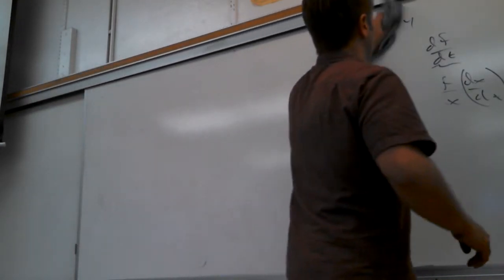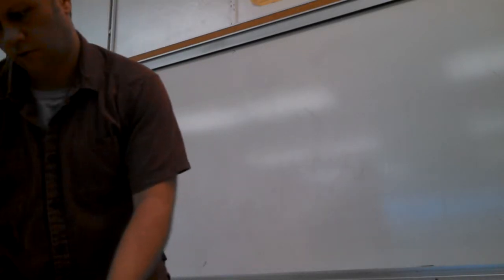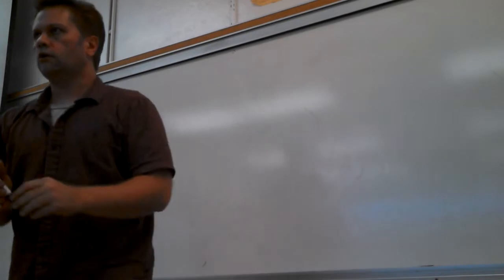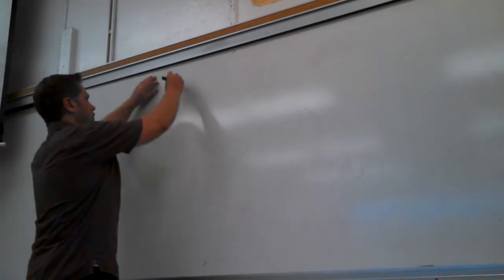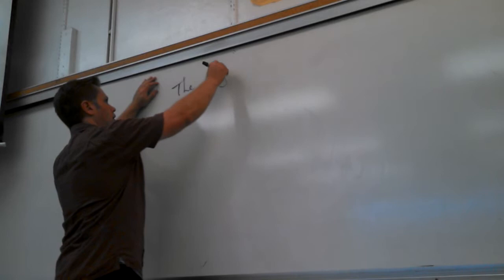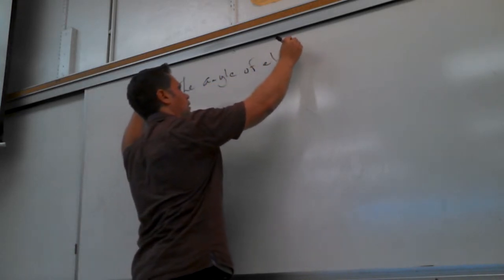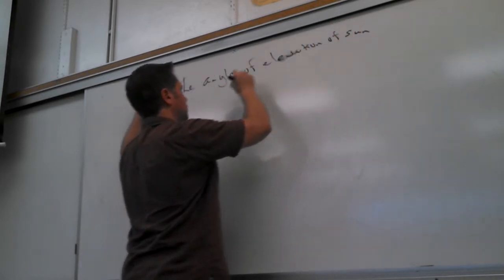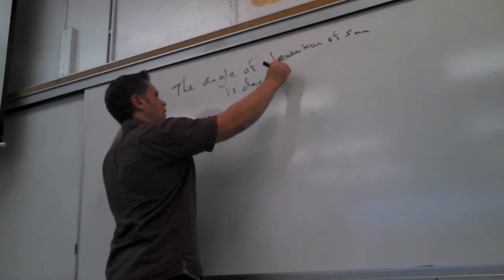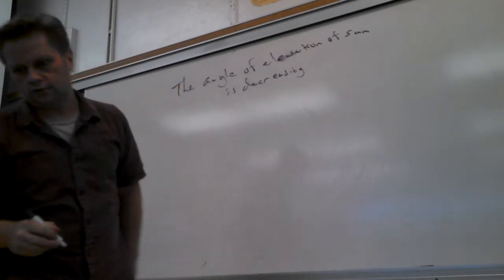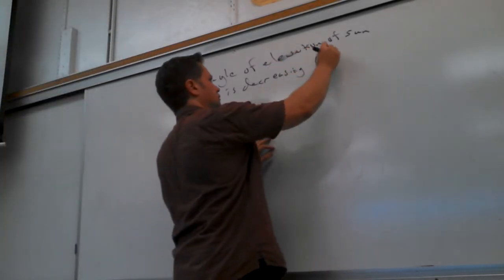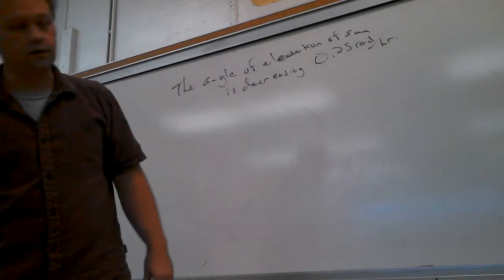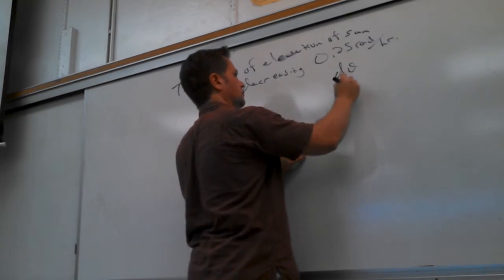The angle of the sun. So, take a second and try to draw this. It says the angle of elevation of the sun is decreasing, at a rate of 0.25 radians per hour. So that would be d theta dt, right? So the symbol here would be d theta dt. I like it.